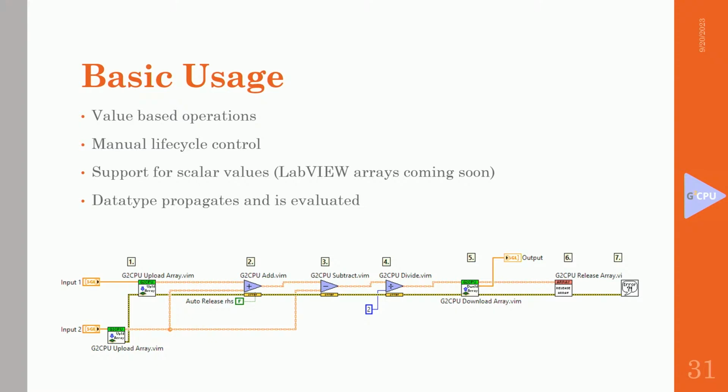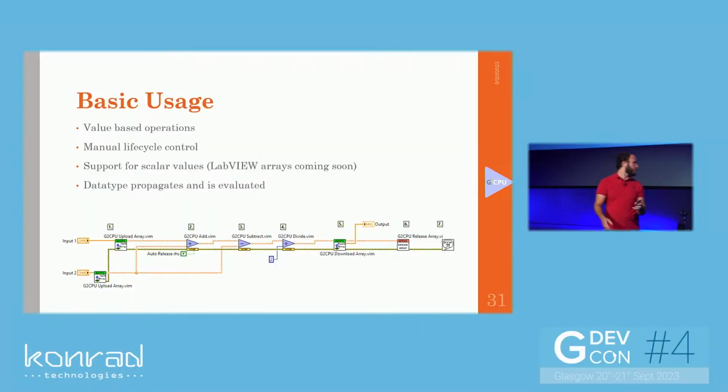I also added support for you to just directly wire in scalar values. You don't have to worry about, OK, how big does that array need to be to match, to be able to divide? No, you can just put a 2 in there, and G²CPU will take care of the rest for you. And then afterwards, when you're done, you can just pull it back out and do with it what you want.